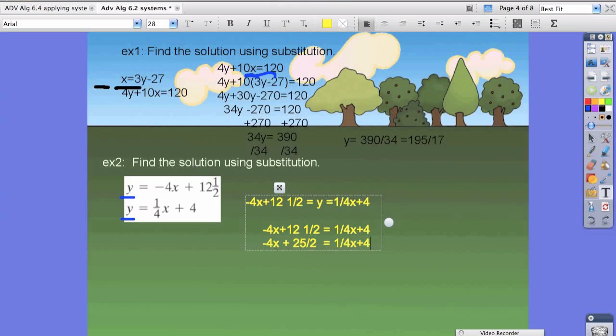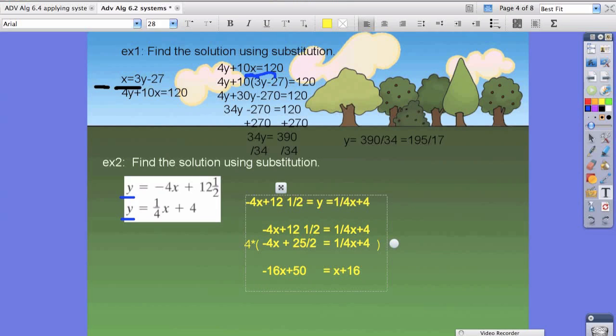Now here's the thing. We don't like that it has fractions. We don't like the divide 2 and we don't like the divide 4. So what we're going to do is multiply by the LCD, or the least common denominator. And the LCD between 2 and 4 is 4. So we're going to multiply 4 to the entire equation. And once we do that, we're left with negative 16x plus 50 equals x plus 16. So now this problem should look a little bit easier.